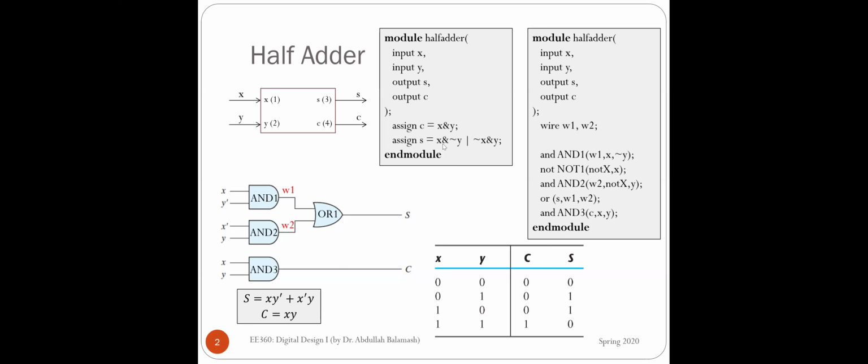assign S equal S and tilde is not. This is not Y, and this is the OR operation. This is not X and Y, then semicolon. We don't have parentheses here because we know the order of execution. The AND comes before the OR, so the ANDs will be executed first, the NOT gets executed, then the two ANDs, then the OR operations. So we don't need to use parentheses here.